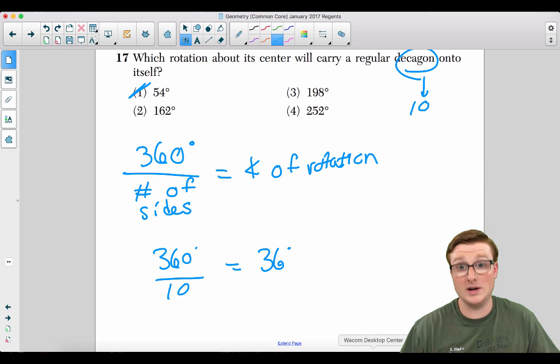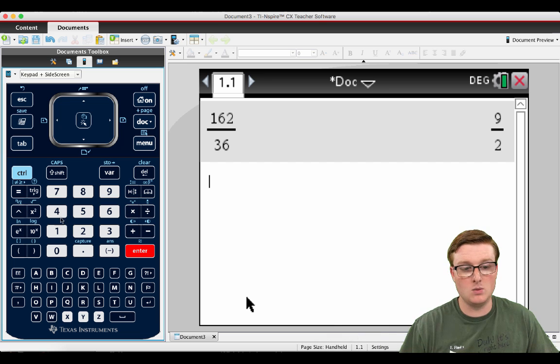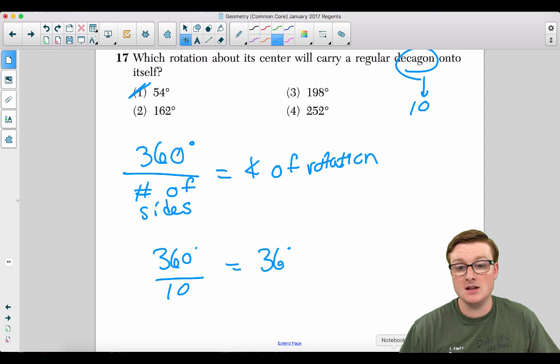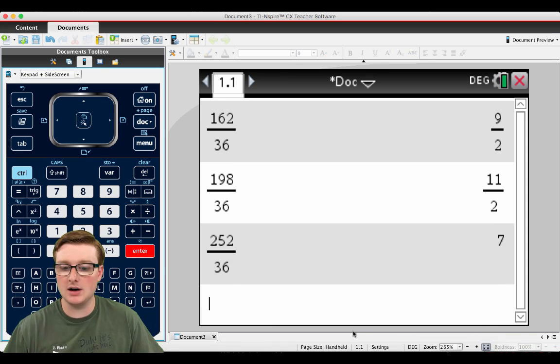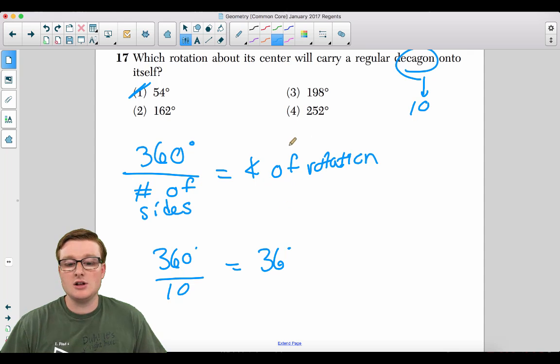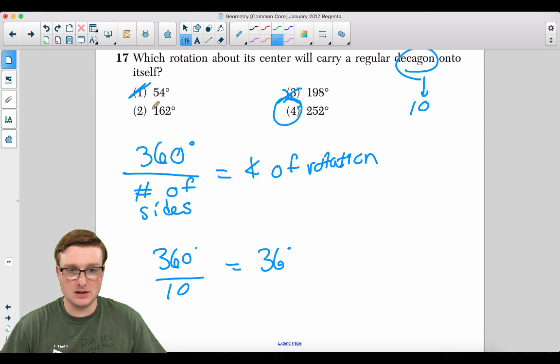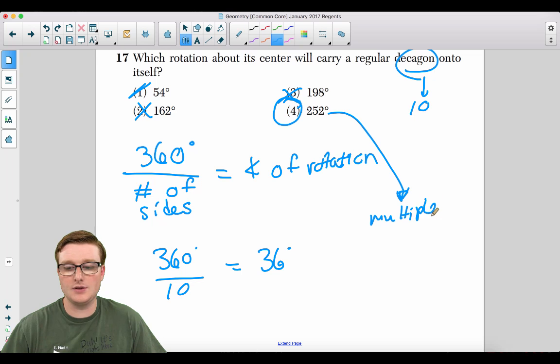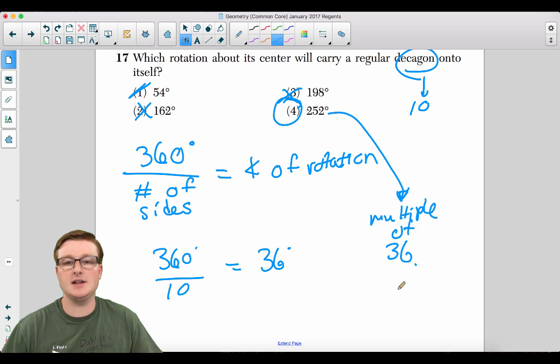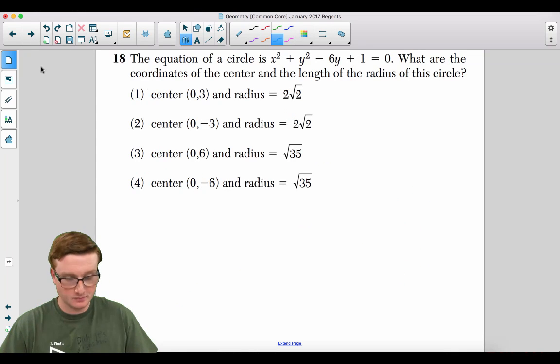Now let's try 198. Okay, 198 divided by 36. No, that's not a multiple. Let's try 252. 252 divided by 36. Nice. That's a whole number. Therefore, 36 can go into 252 degrees evenly. So 252 is actually a multiple of 36. All right, and that's how you do question 17.